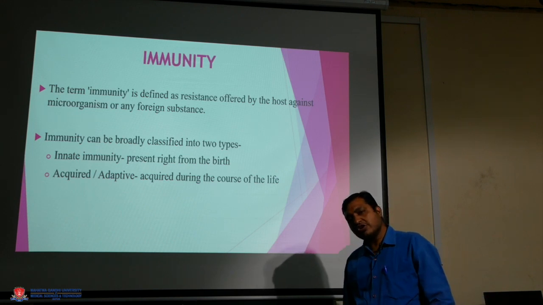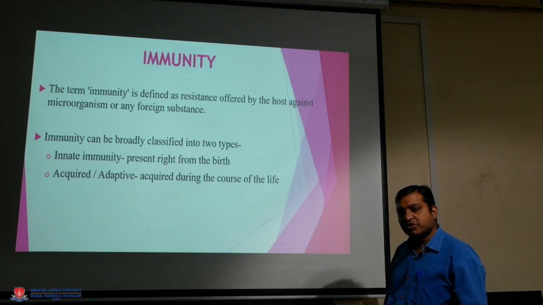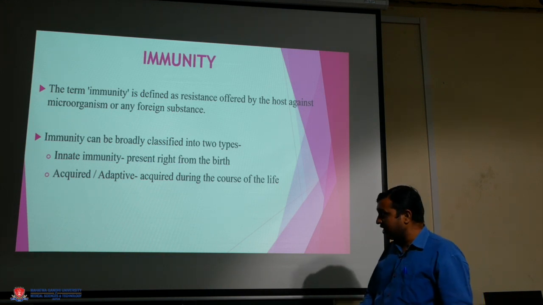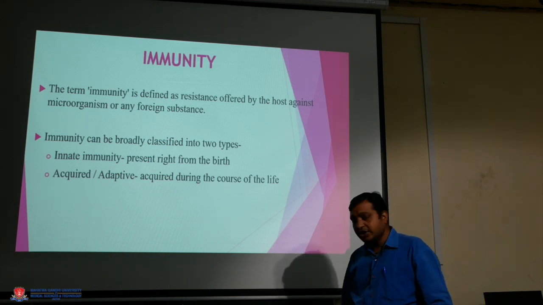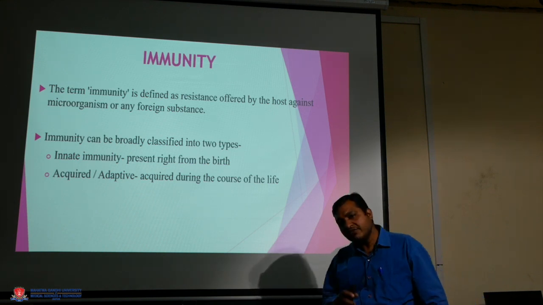Innate immunity is also known as genetic immunity. It is present right from birth. Then acquired and adaptive immunity are acquired during the course of life, during the whole life.